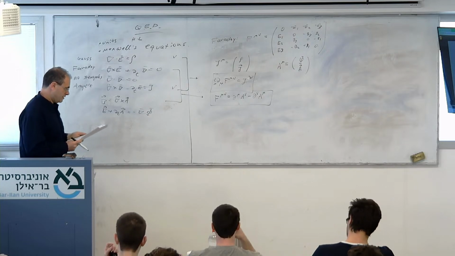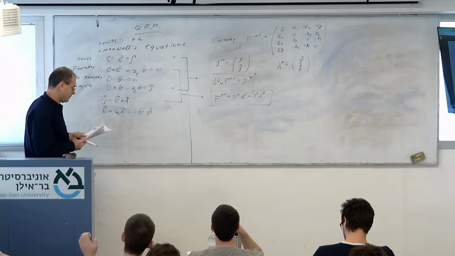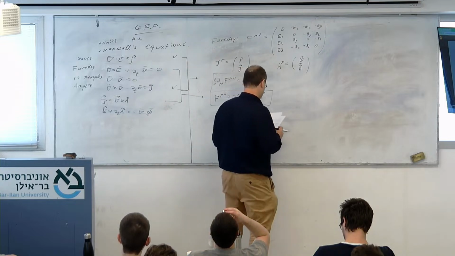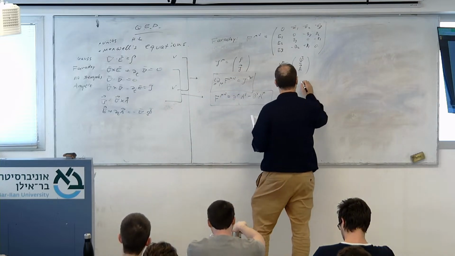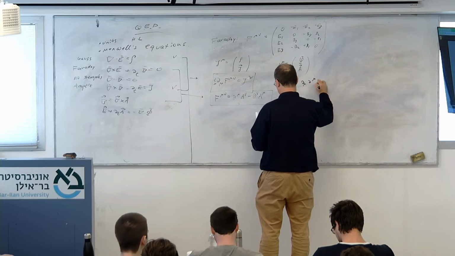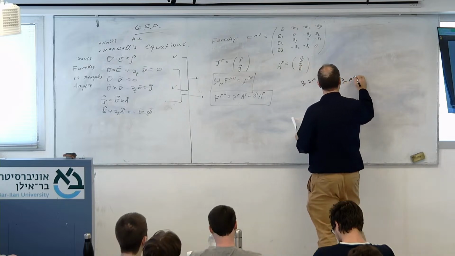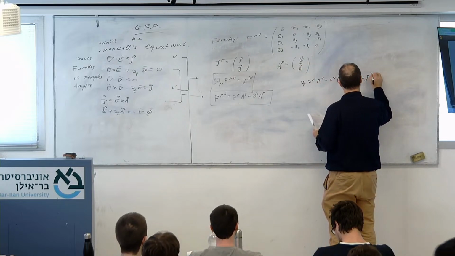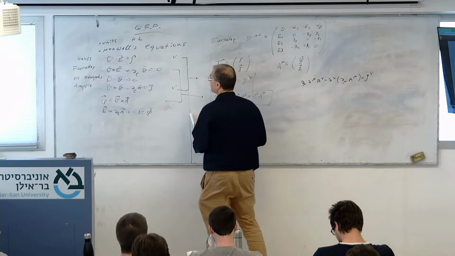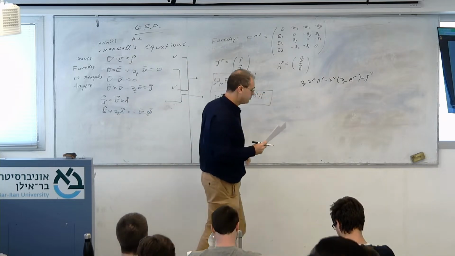Then we said we can write down Maxwell's equation as d mu F mu nu is equal to j nu. That's basically the inhomogeneous Maxwell's equation, just plugging the potential in here.